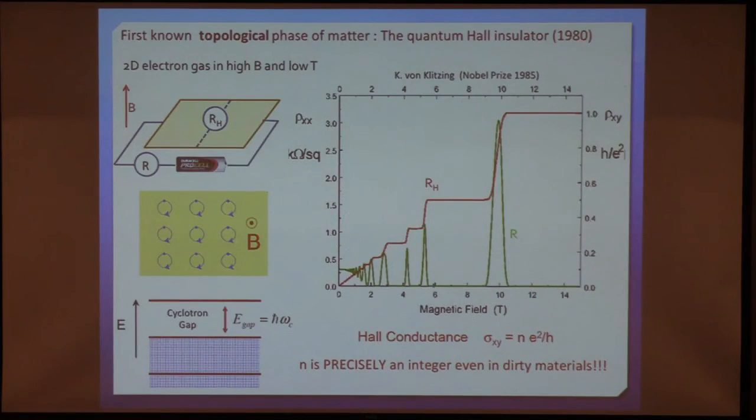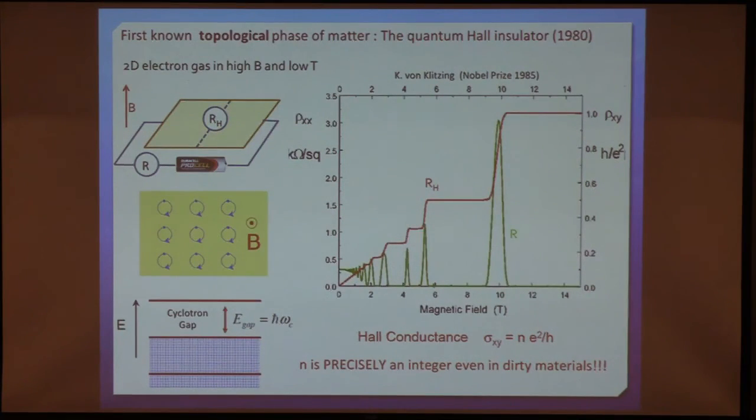So this is very unexpected because if you look at the longitudinal resistance, that's this green curve right here, you actually see that as a function of magnetic field, there are some regions of magnetic field where the resistance is absolutely zero. So I call this a quantum Hall insulator, and I'm talking about a zero resistance state, which is kind of ironic.